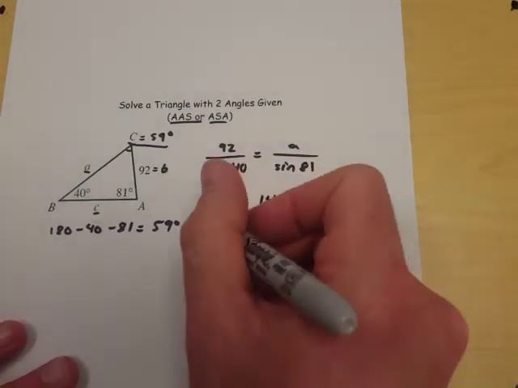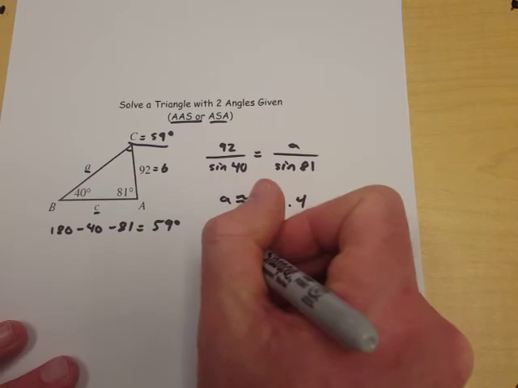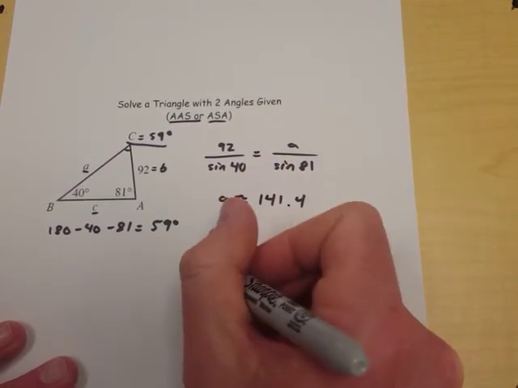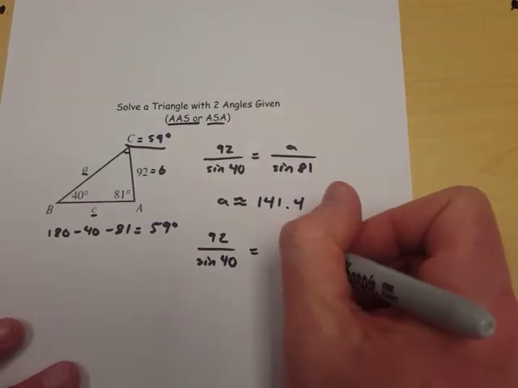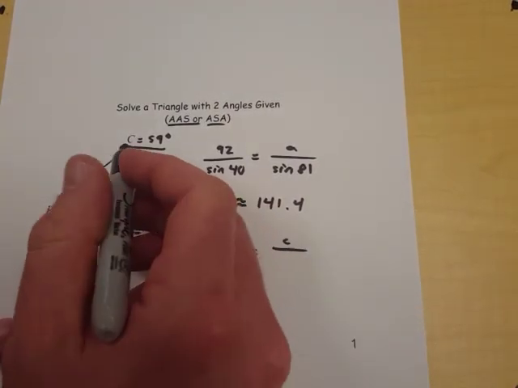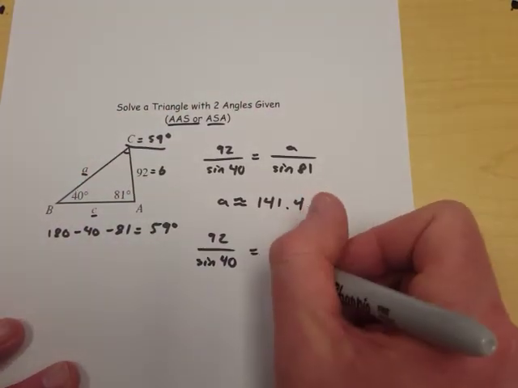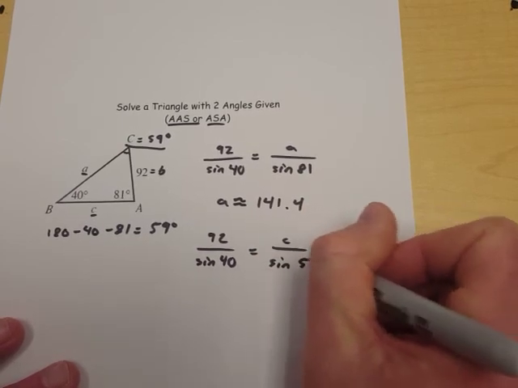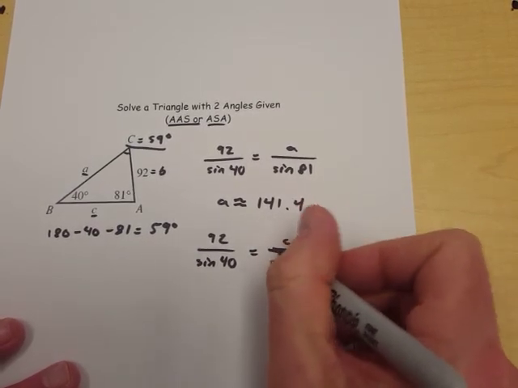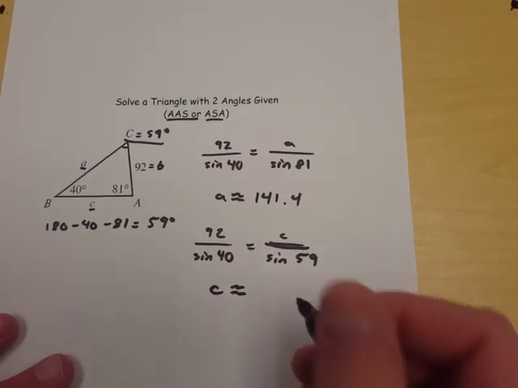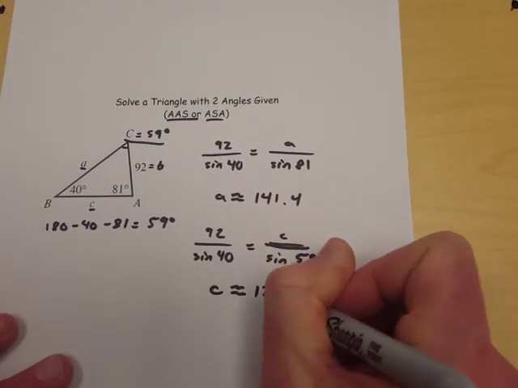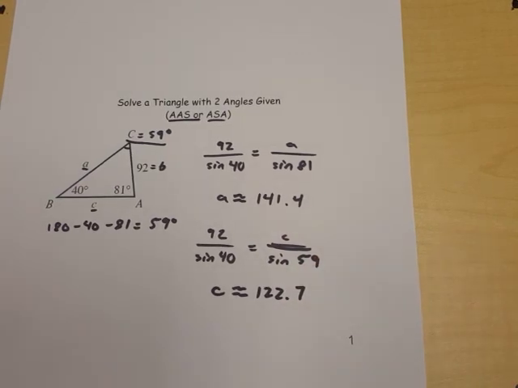We're going to set up a very similar equation for finding c. So again, 92 over sine 40 equals little c over, well, we found it to be 59. We need that information. And so we get this one set up. Now we solve for c just like last time, and we end up getting 122.7 units for c.